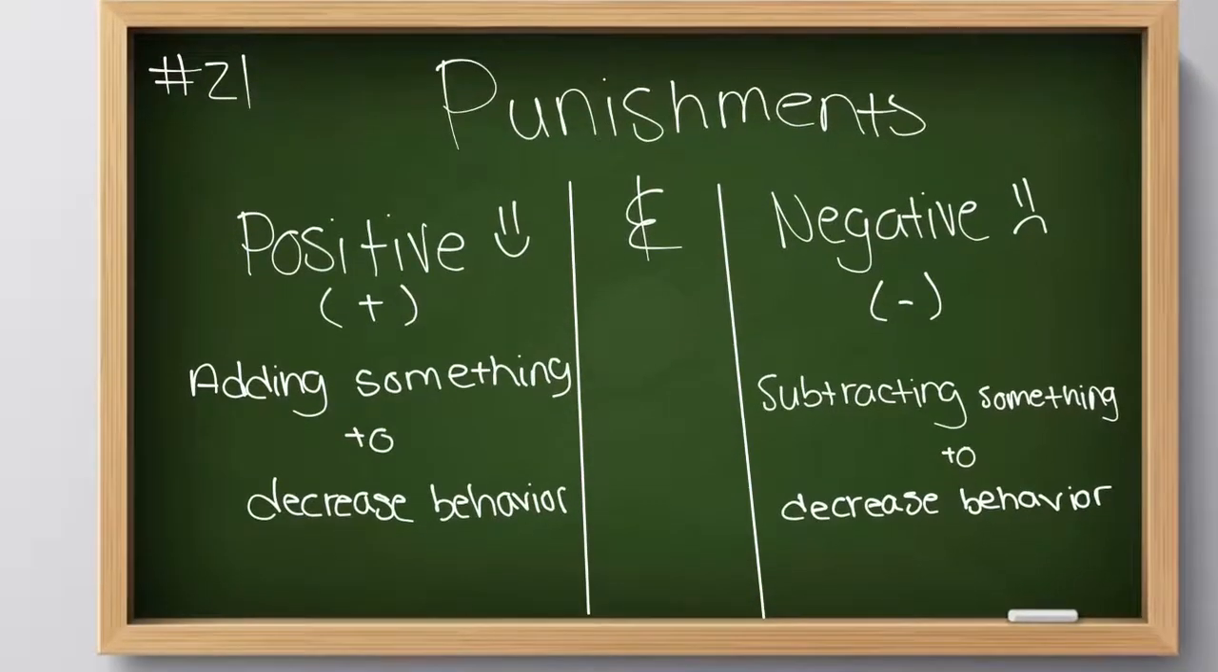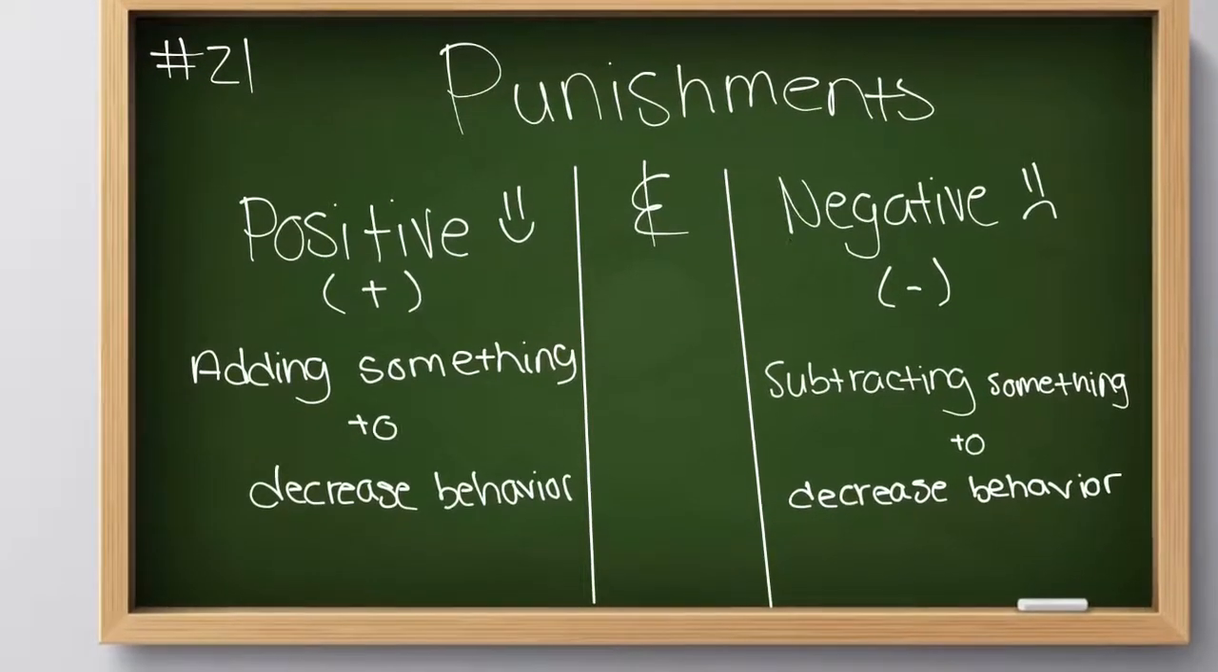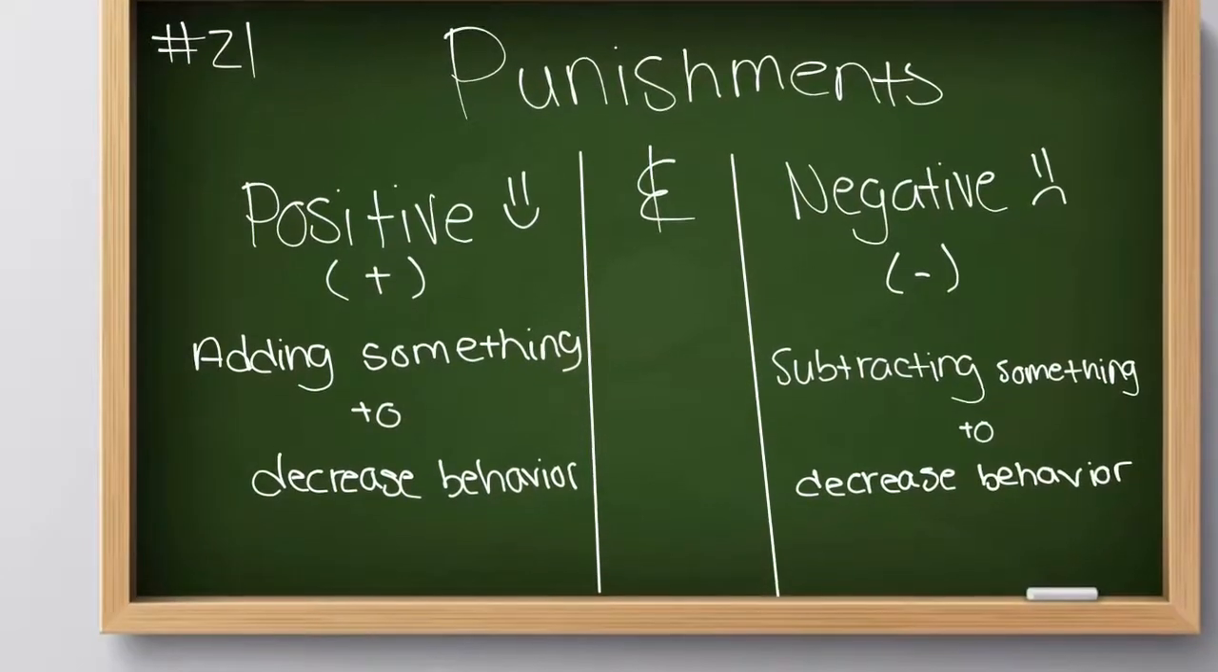Lastly, the second element is the punishers, in which you have your positive and negative punishers. A positive punisher is when you add something to decrease behavior, and a negative punisher is subtracting something to decrease behavior. And now I will be showing you guys 2 example clips of what the positive and negative punishers look like.